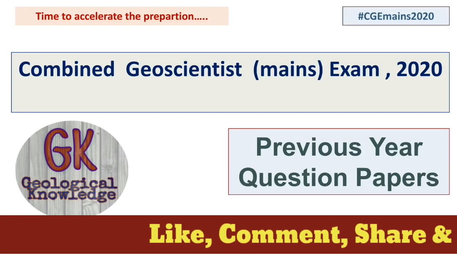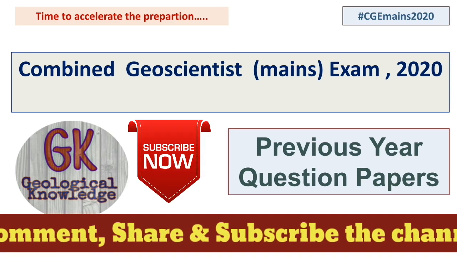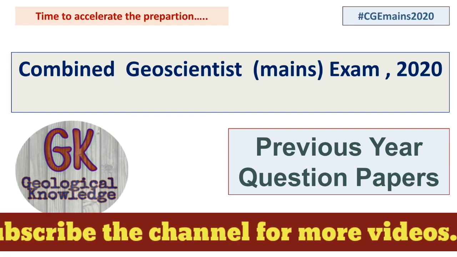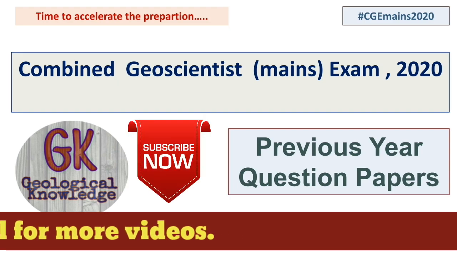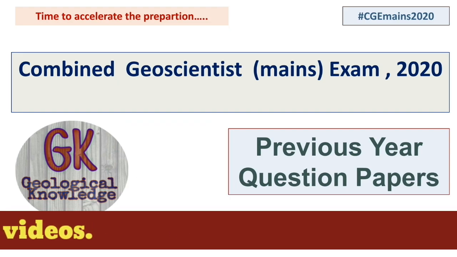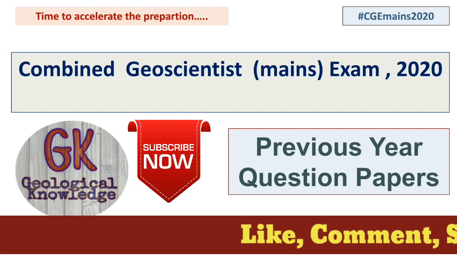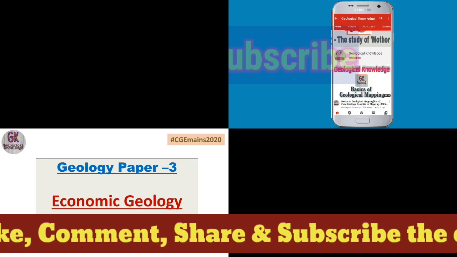In the previous discussion we talked about the 2017 paper of the combined geoscientist exam, in which we discussed geology paper 1 and geology paper 2. So in continuation of that series, today we will discuss the remaining two papers, economic geology and hydrogeology. Okay, so let's start our discussion.